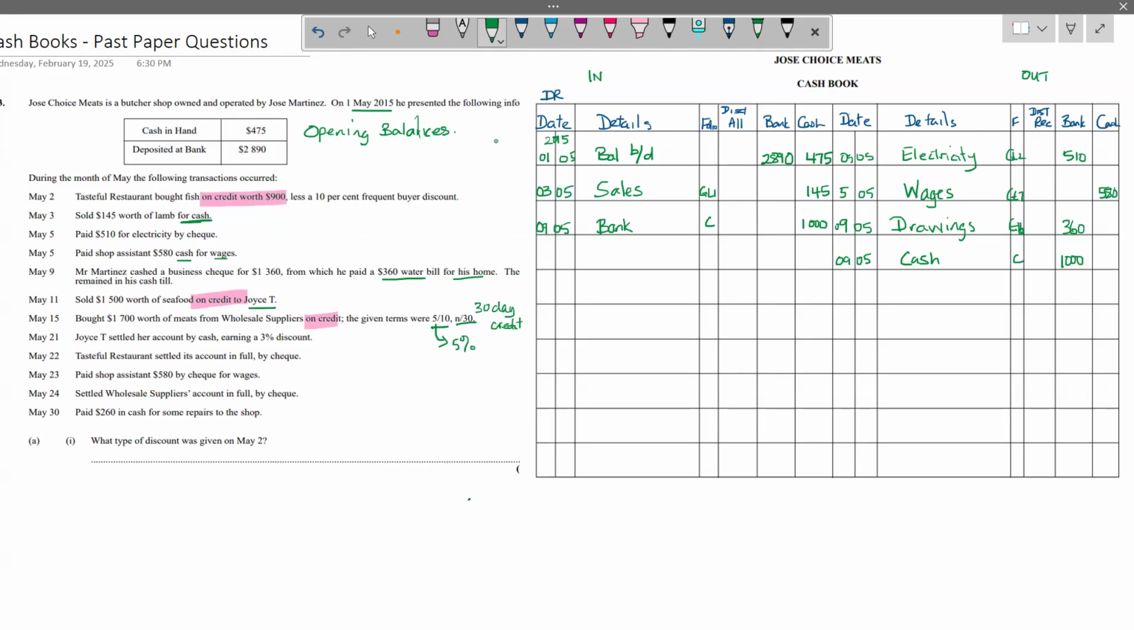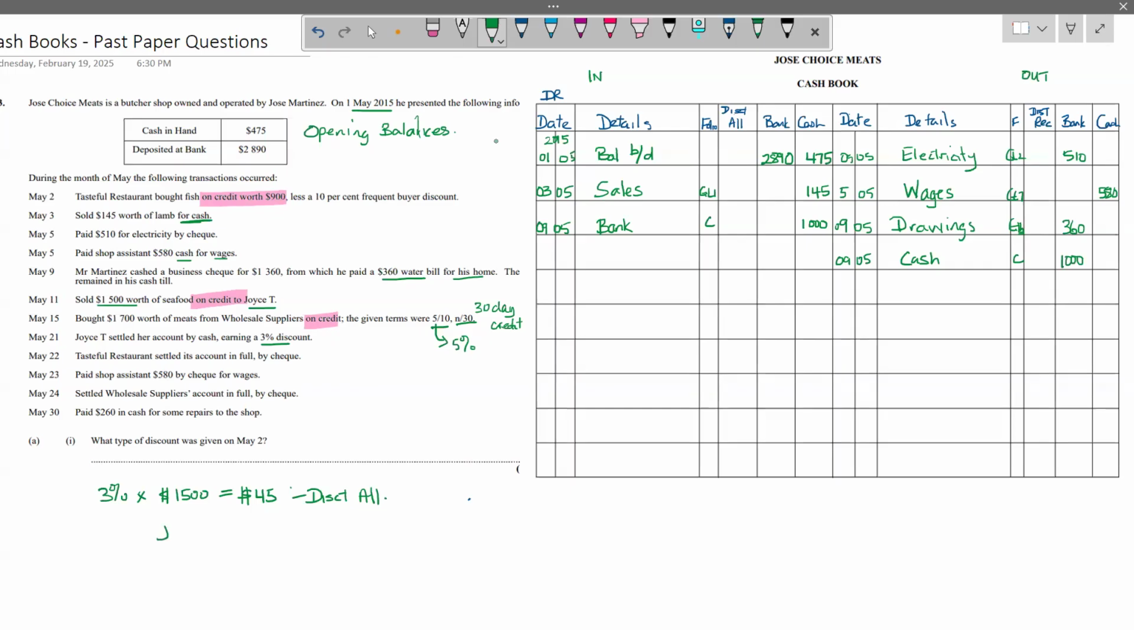Let's go back. This is Joyce T. She purchased $1,500 worth of goods. She paid the whole thing just 10 days after, and she earned a 3% discount. So we have to find 3% of 1,500. How much is that? 1,500 multiplied by 3%, $45. So she's going to get a discount allowed. This is a discount allowed. And if she's getting $45 off, that means she's paying $14.55.